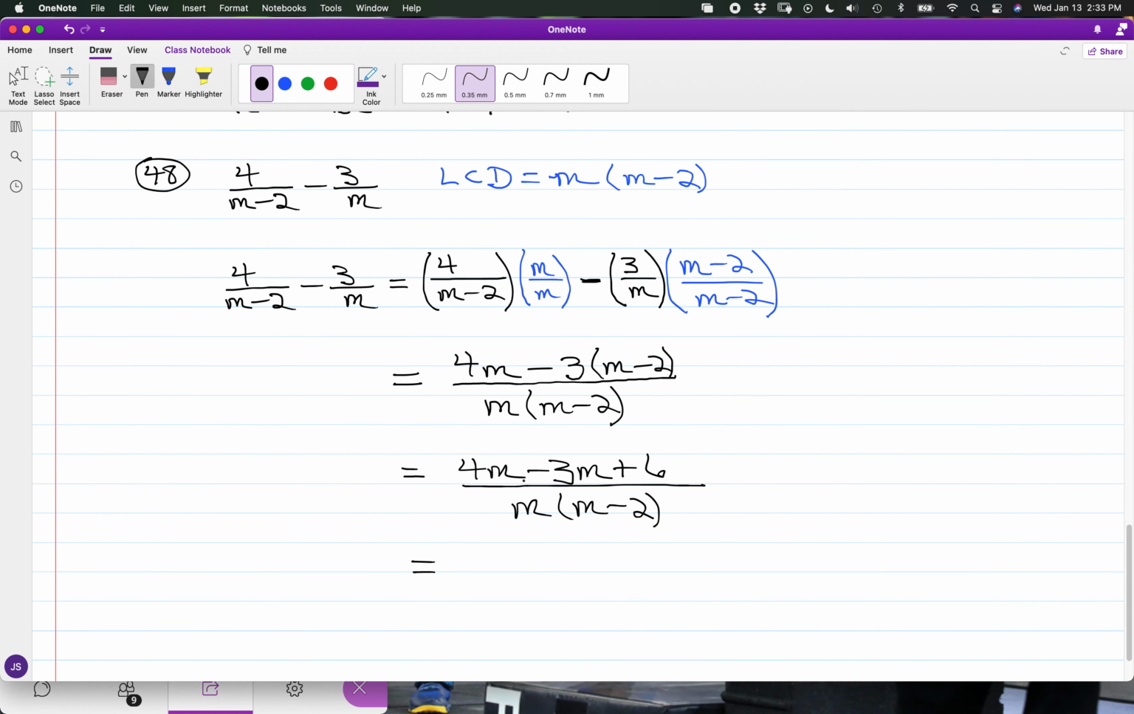And in the final result, 4m minus 3m becomes m, and we have m plus 6, all over m times the quantity m minus 2.